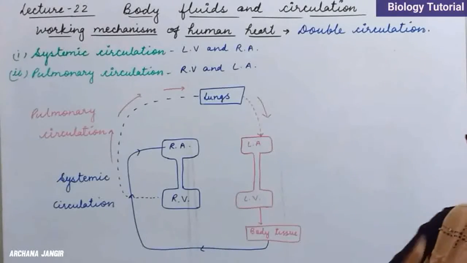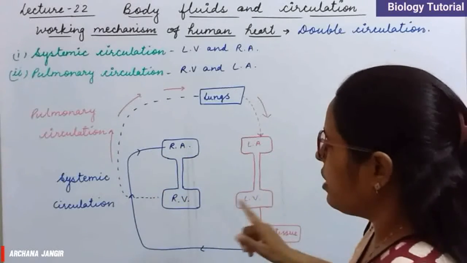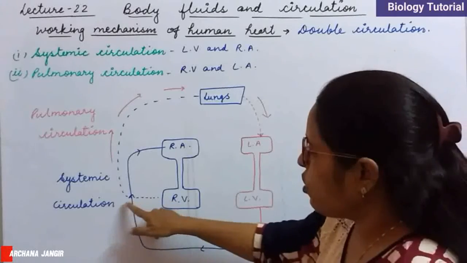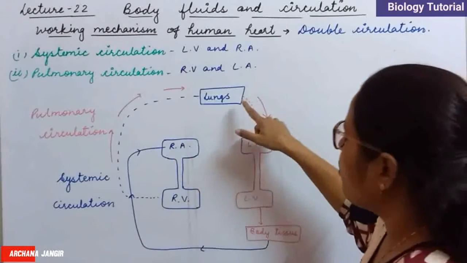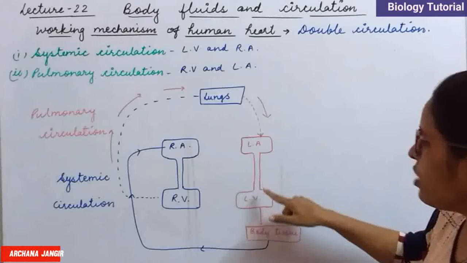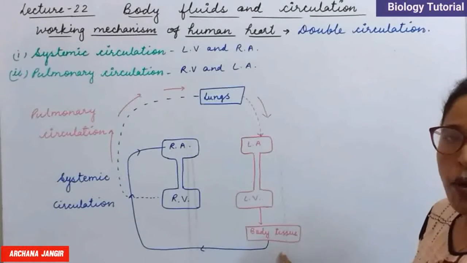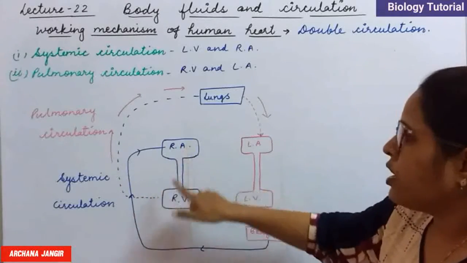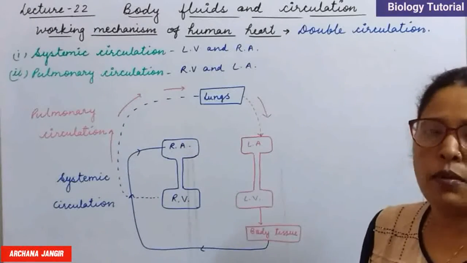Clear? एक बार फिर से हम देखेंगे. Deoxygenated blood right auricle से right ventricle में आ रहा है. Right ventricle से deoxygenated blood जा रहा है lungs में. For what? For oxygenation. After oxygenation it comes to the left auricle. From left auricle to left ventricle, and from left ventricle to body tissues. Body tissues से deoxygenated blood comes into the right auricle, and again the same cycle is repeated. This is the double circulation.